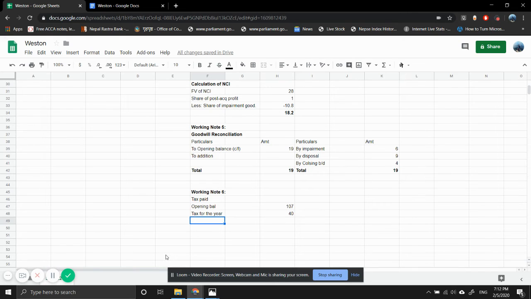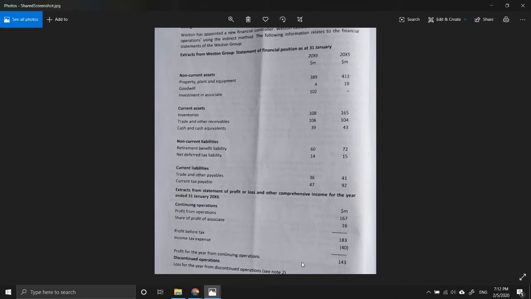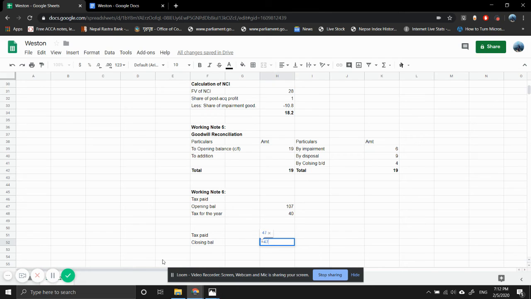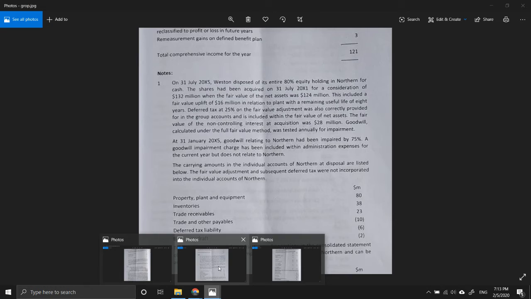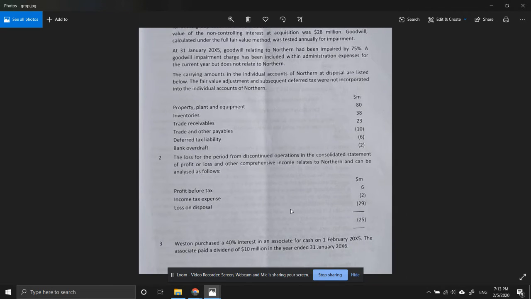And then what else do we need to? I'll just leave a few more gaps and then closing. Closing balance, last will be our tax paid. Closing balance will be 47 and 14, right? 47 plus 14. And then deferred tax. So what about tax from income tax expense, from discontinued operation?